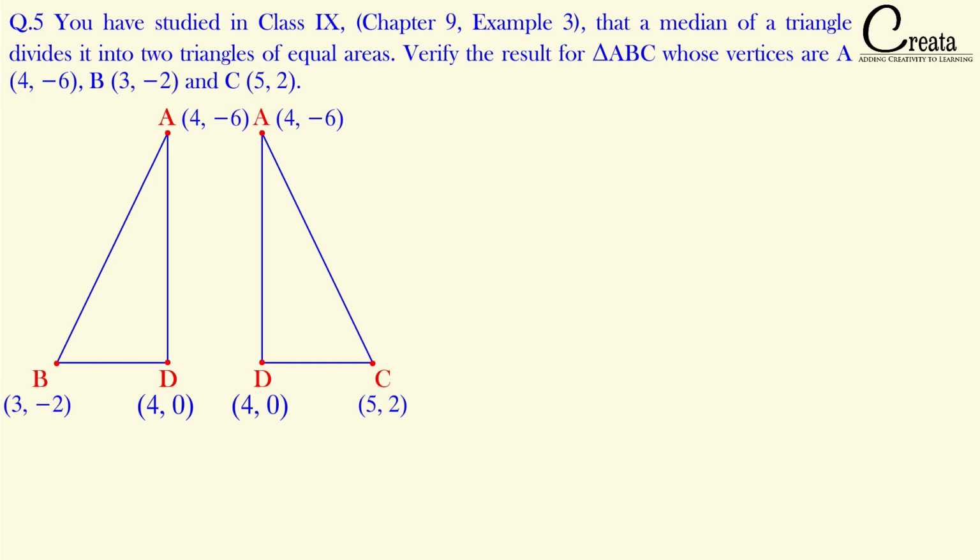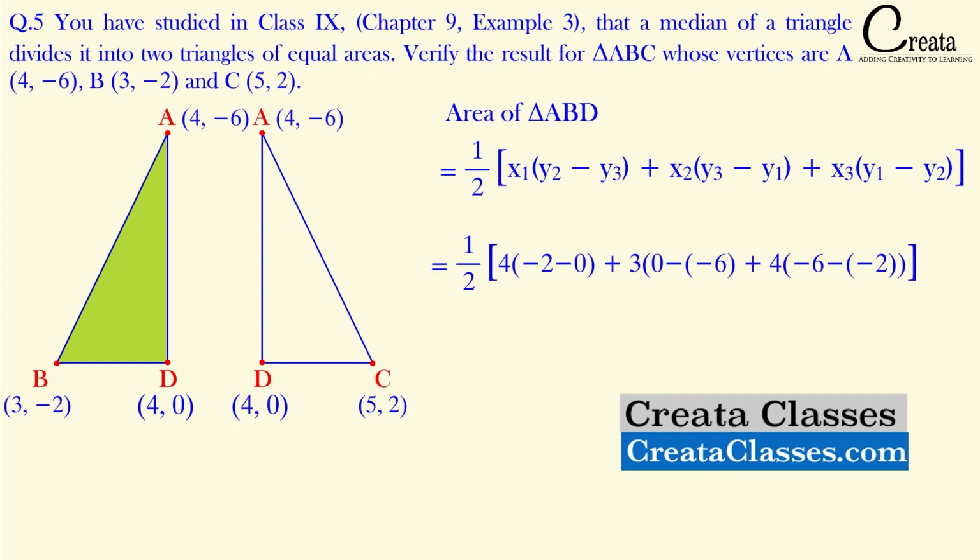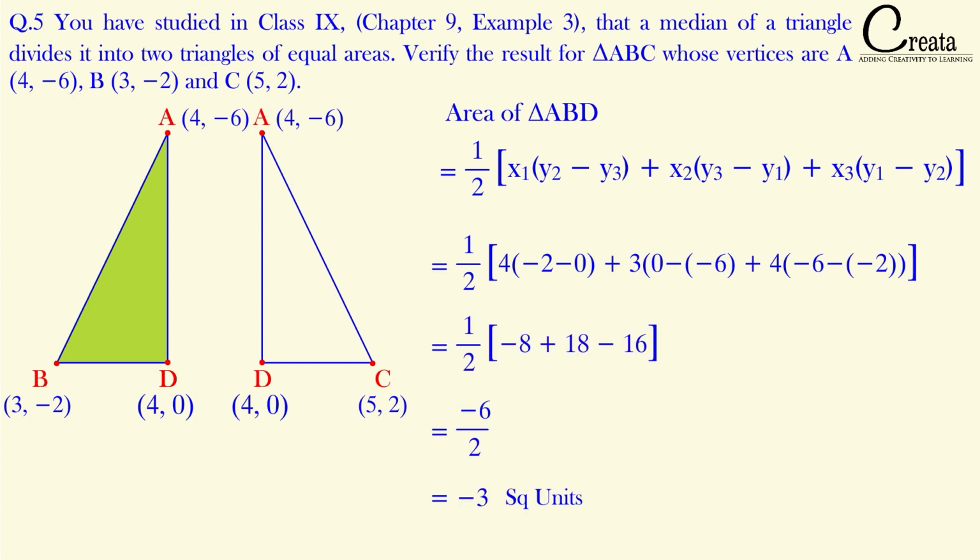Firstly, find the area of the triangle ABD. We know all the three coordinates. Let's put the values. On solving, we got area of triangle ABD as -3 square units. The area is -3 square units, but area cannot be negative. Basically it is 3 square units. Okay, area cannot be negative.